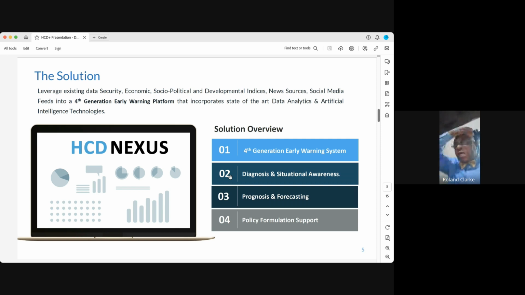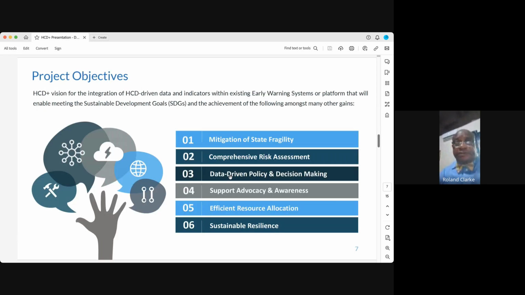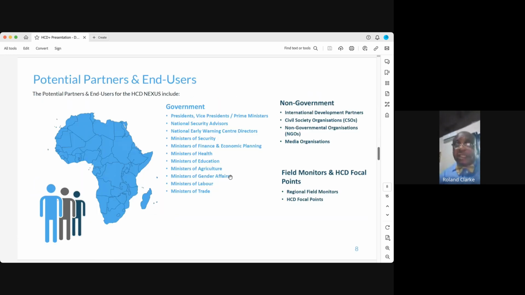We want to look at potential partners and end users. This is very, very key. Can you please change the slide? The one with the map. Next one. The next slide. Okay, good, thank you.